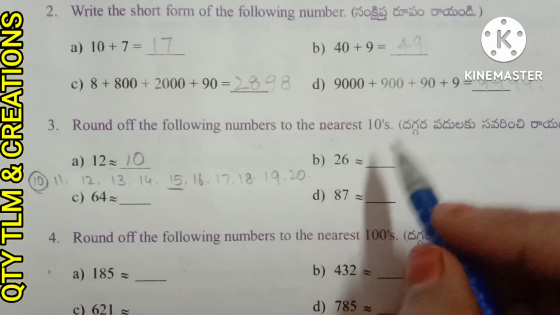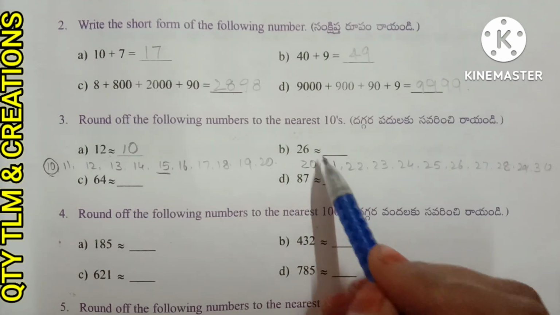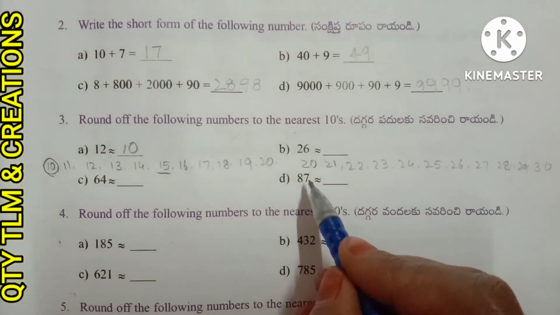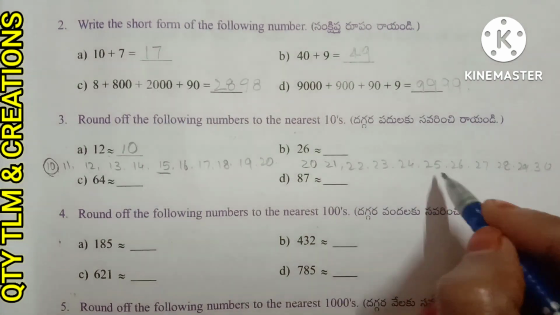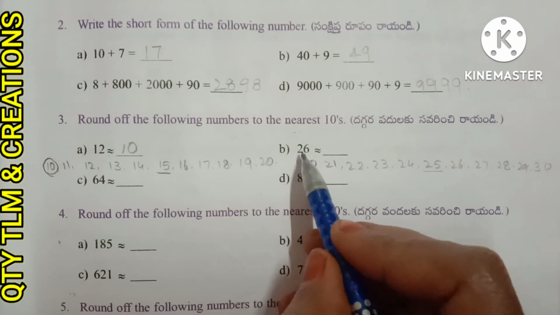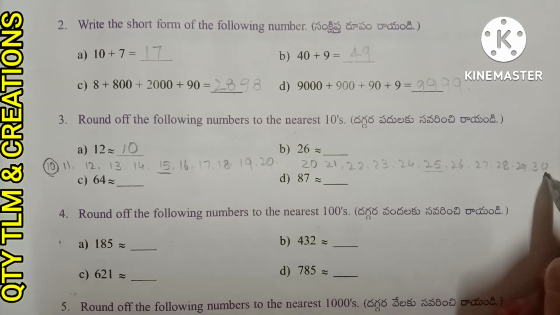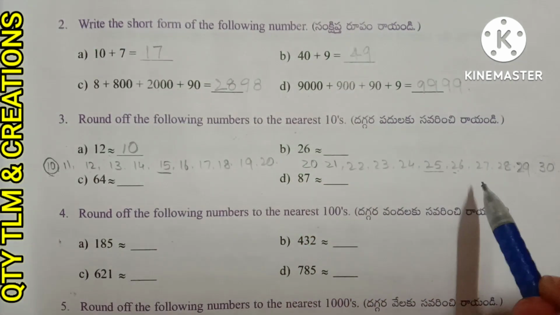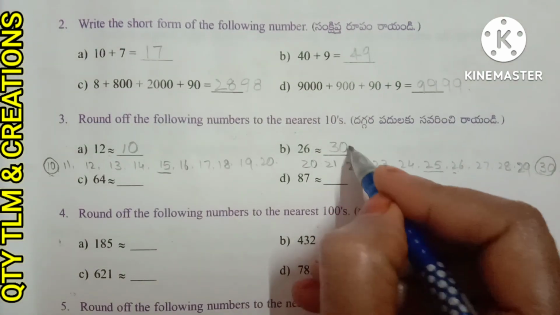So we have to write here 10. Next B 26. Here we have to remember that 26 is in between 20 and 30. So we have to identify the mid number of 20 and 30, that is 25. So 26 comes after 25. So it is nearer to 30. If 26 is rounded off to the nearest 10, it becomes 30. So we have to write here 30.